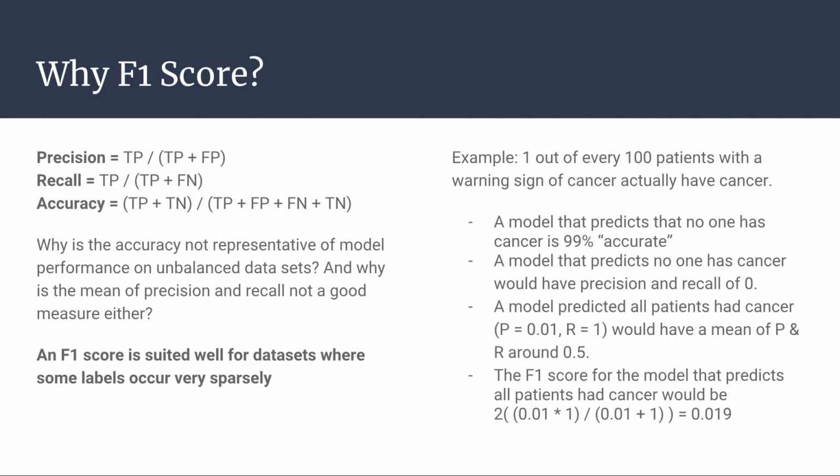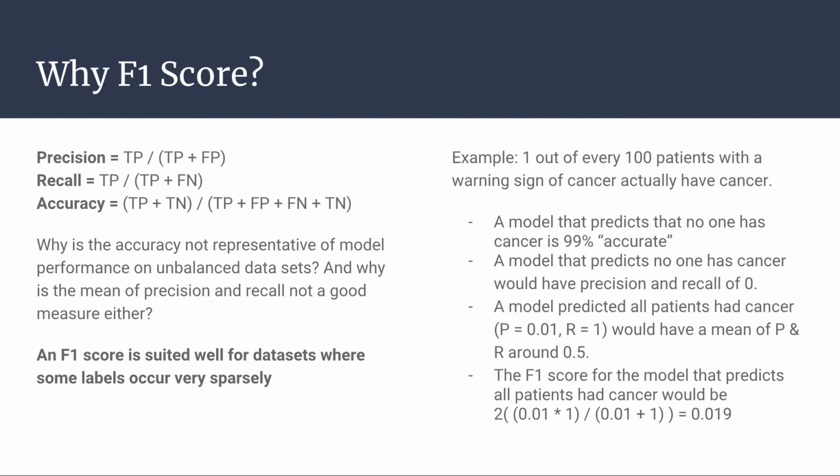If you have a model that predicts nobody has cancer, it's 99% accurate, but it's not a good model in any sense. It's not going to serve the purpose you want, which is to figure out who has cancer. This model has a precision and recall of 0, which means the mean of precision and recall would be 0. To understand why we can't use the mean of precision and recall, we want to look at the opposite. What if this model predicted that everybody had cancer?